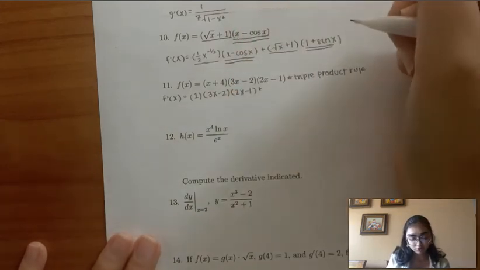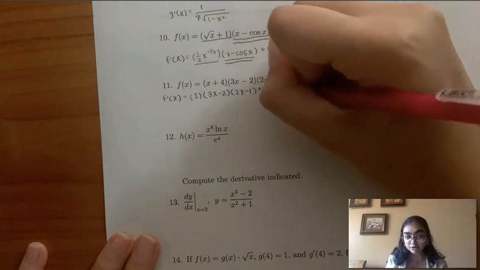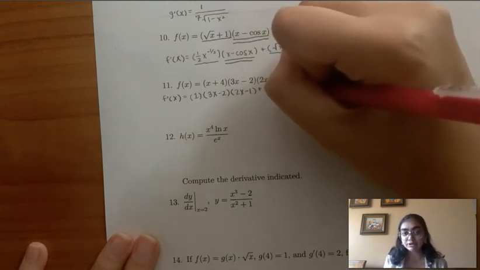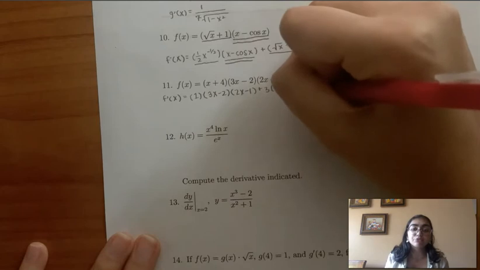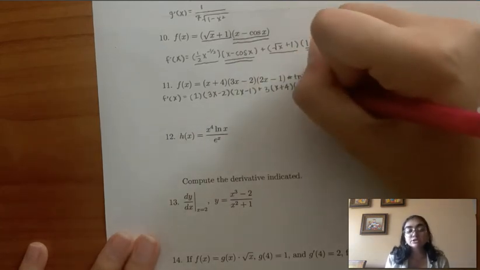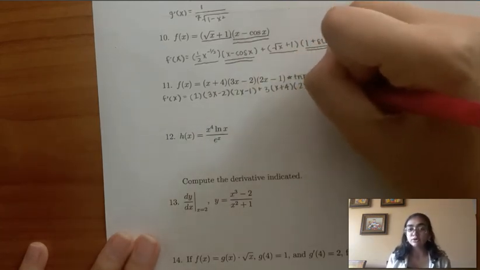And then we're going to take the derivative of the second part. We're taking the derivative of 3x minus 2, which is 3, and keeping the first and second part the same. So x plus 4 and 2x minus 1 remain the same.